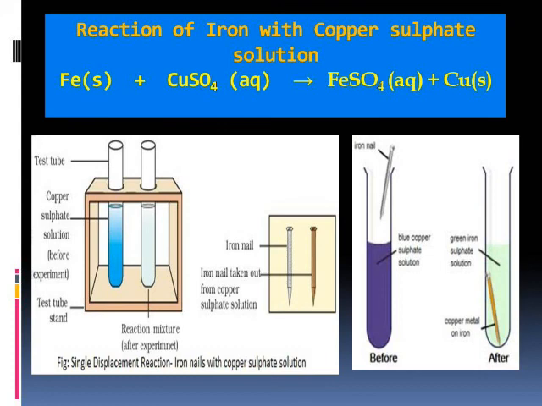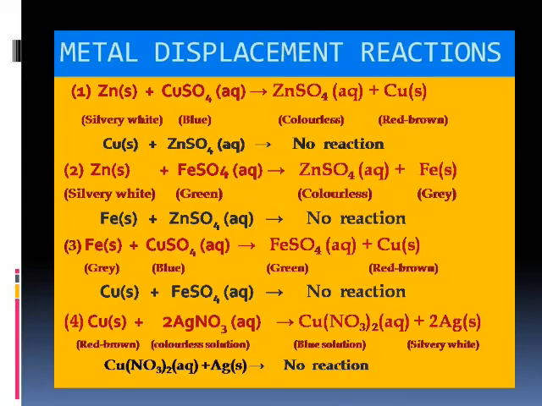If, however, a strip of copper metal is placed in ferrous sulfate solution, then no reaction occurs. This is because copper is less reactive than iron and hence cannot displace iron from ferrous sulfate solution.